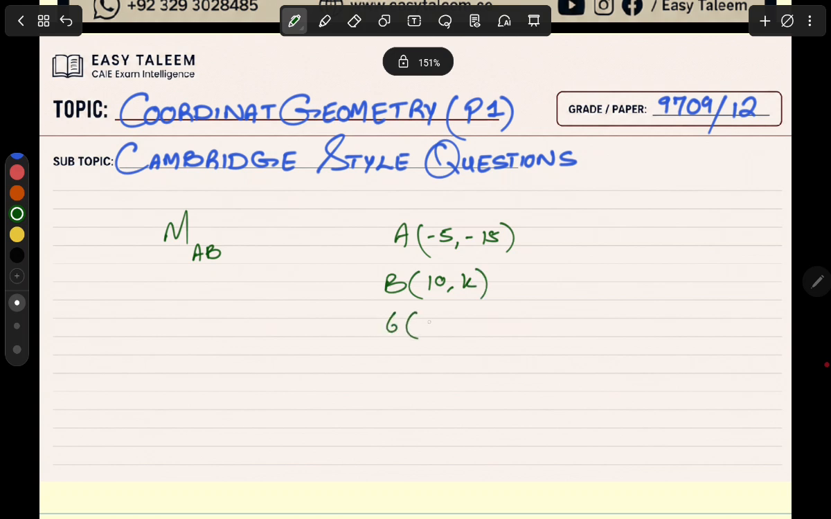is 6 comma minus k, let's say. Now these are 3 points, one unknown, no obvious formula. Where do you even start? If questions like this make you freeze, today's lecture is going to change that.